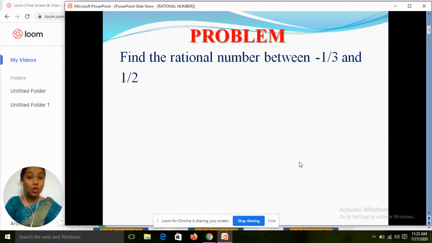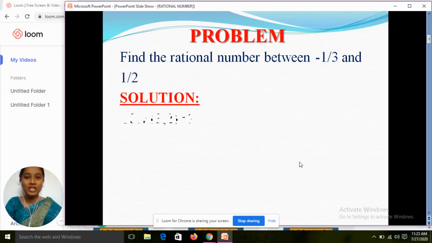So first we're going to find out what? As we did in the comparison of rational numbers, we will find the LCM of the denominators of the two rational numbers. Likewise, here also, first we find the LCM for these two rational numbers and then find the rational numbers between them. Okay, solution. What will be the LCM of 3 and 2?